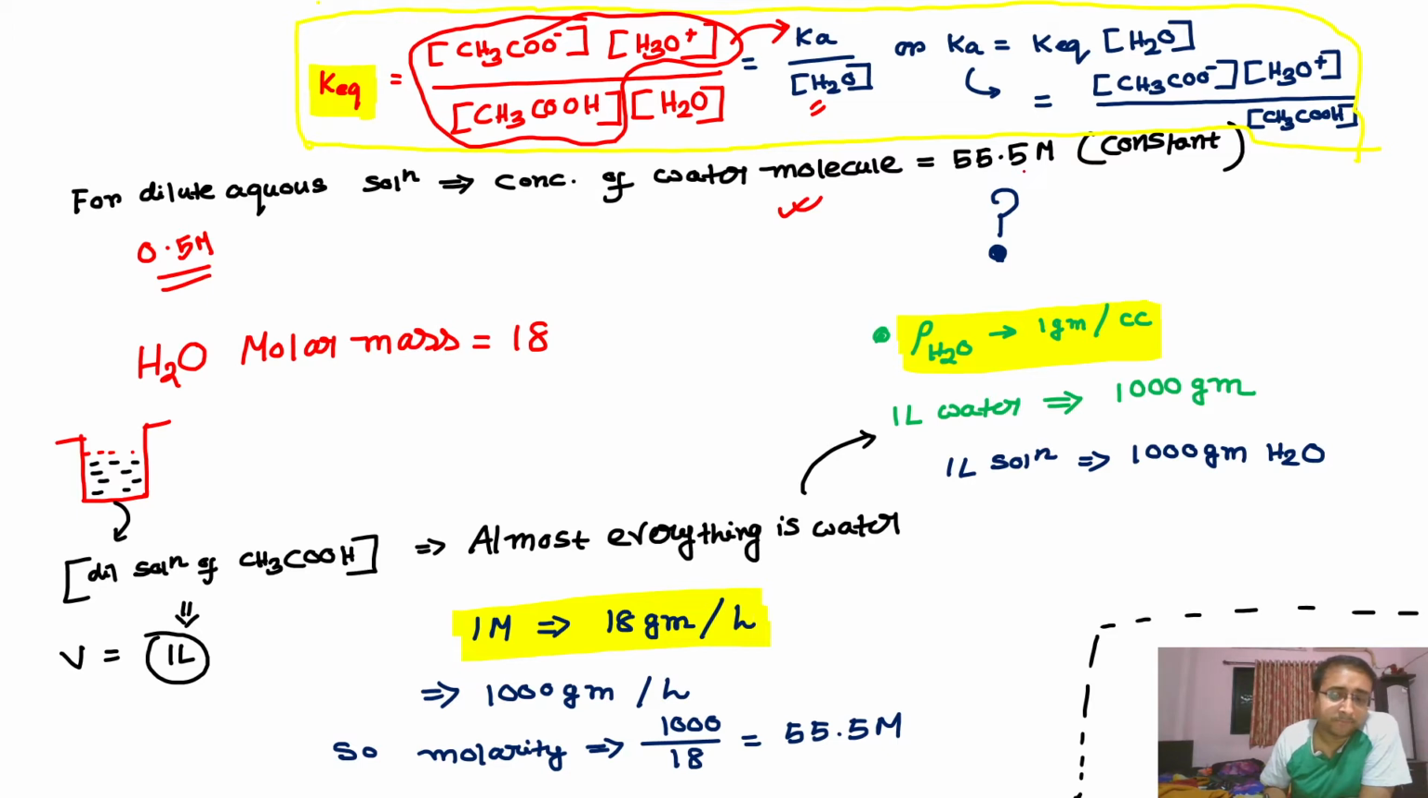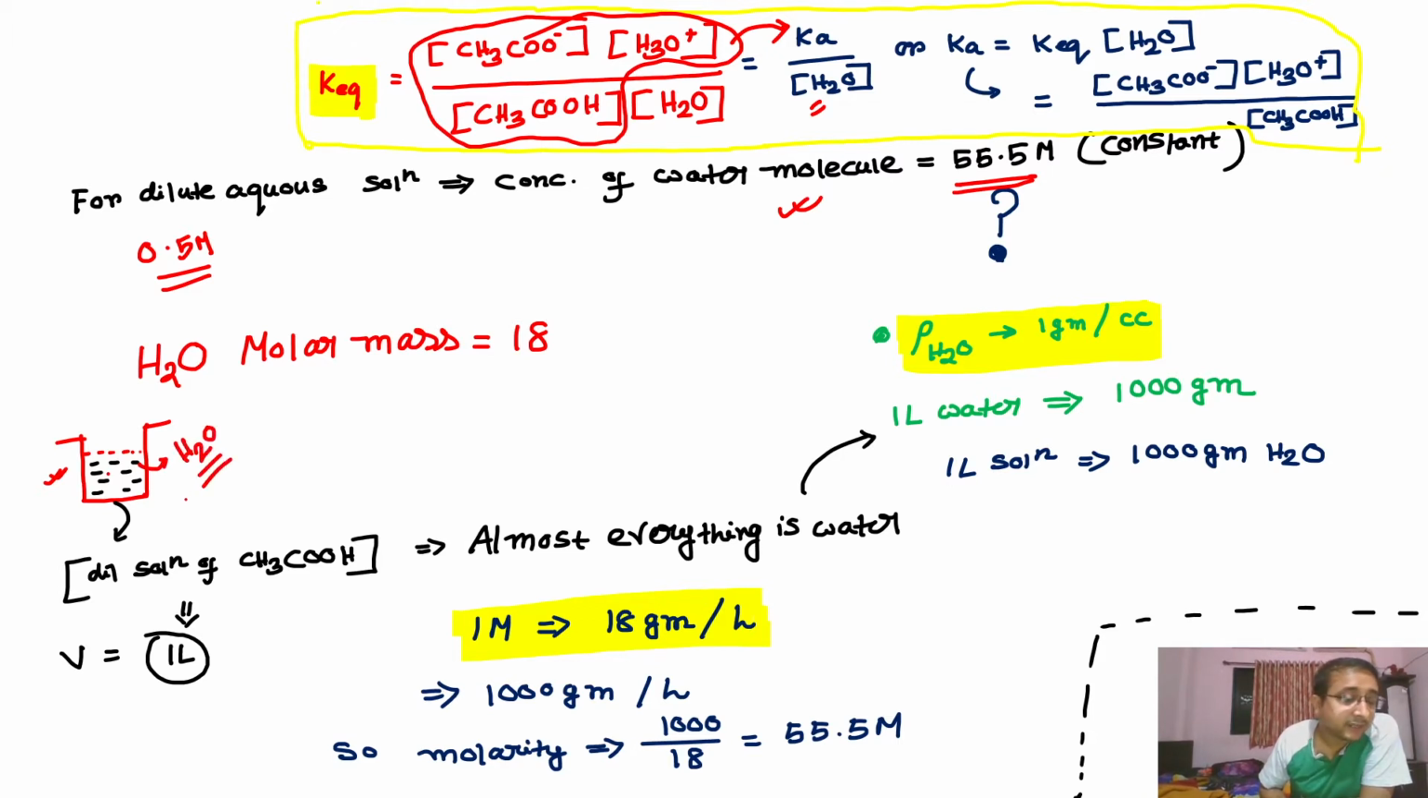55.5 molar. So why is it this? To understand this, see this example. This is a very dilute solution of acetic acid. Most of the molecules there are only water molecules.